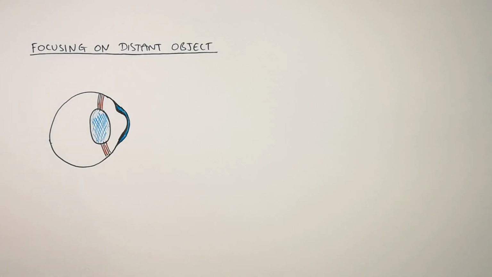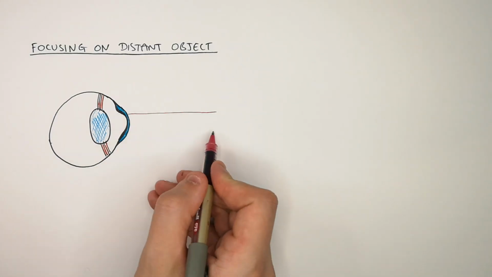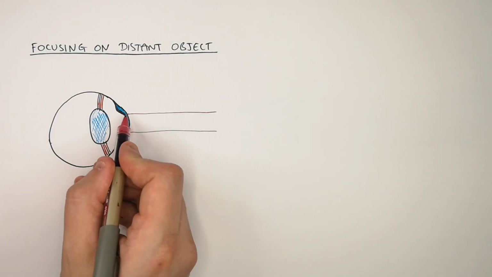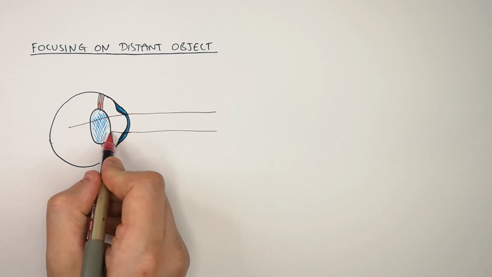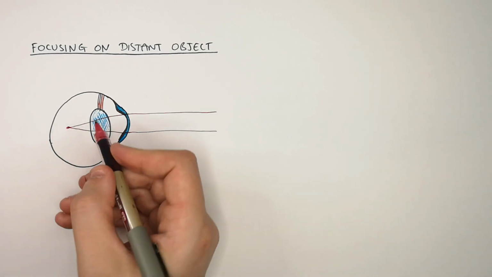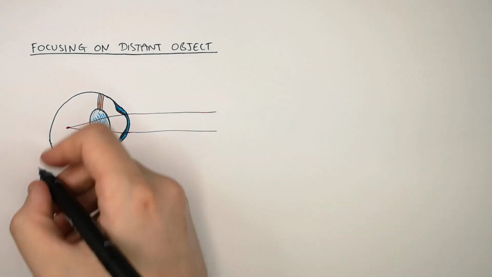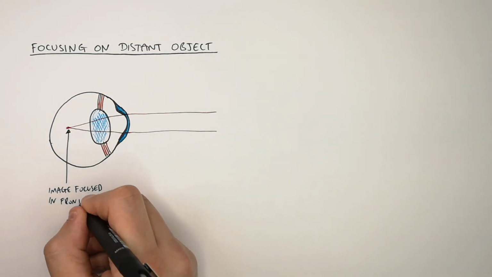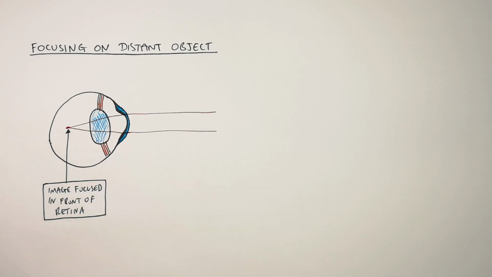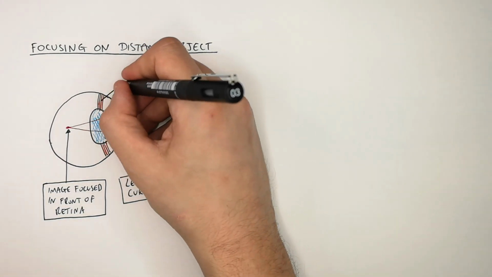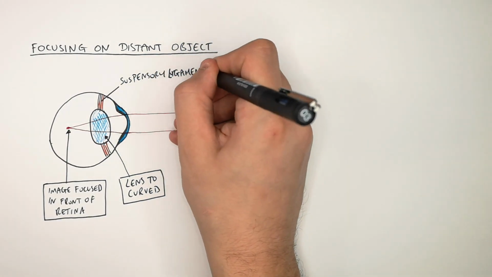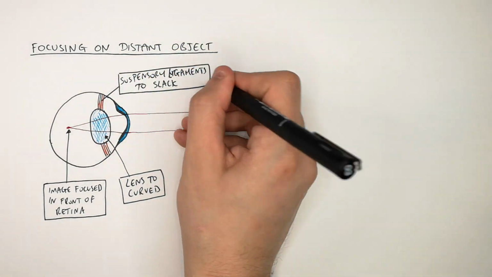When your eye is trying to focus light from objects far away and the lens is too thick, what happens is that the light is refracted too much and the light is refracted in front of the retina. So the light will focus in front of the retina, causing a blurry image. This is because the lens is too curved. This is due to the suspensory ligaments being too slackened or relaxed.